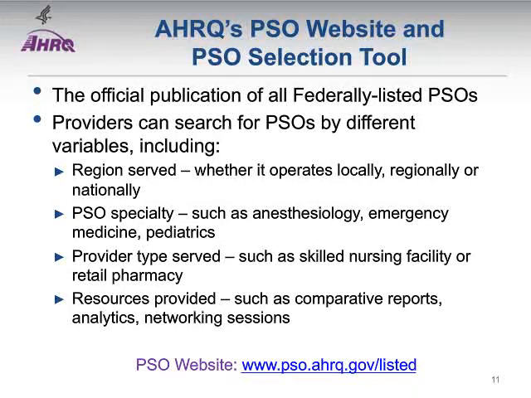Now you can find information on PSOs on the PSO website. The official publication of all federally listed PSOs is maintained here by AHRQ. And at the PSO website that you see here, providers can search for PSOs by different variables using a selection tool fed by information provided by PSOs, including what region they serve, the PSO's specialty, if any, the type of providers they serve, and the resources they provide. So we invite you to visit the PSO website at pso.ahrq.gov. And I hope this information's been a helpful overview.